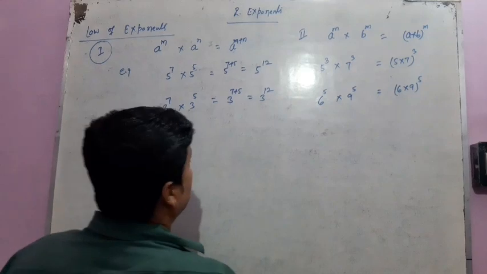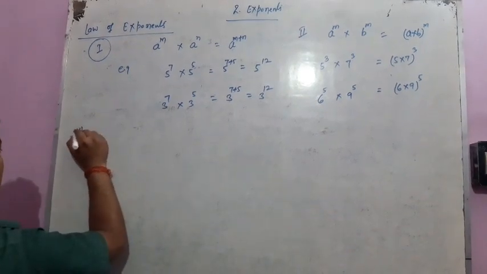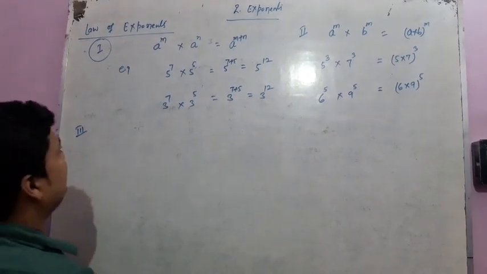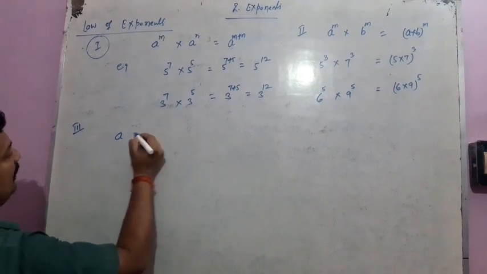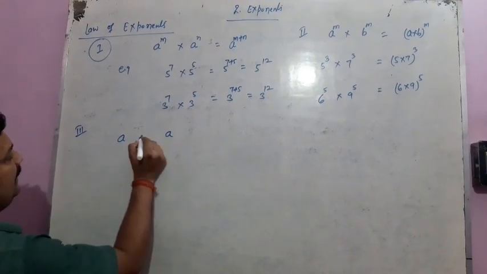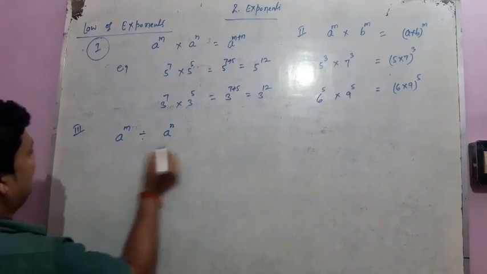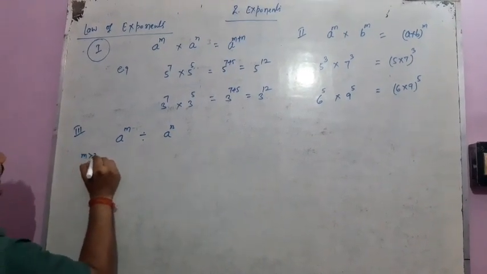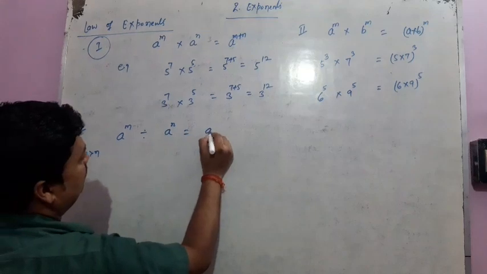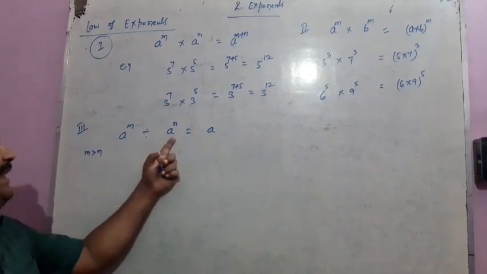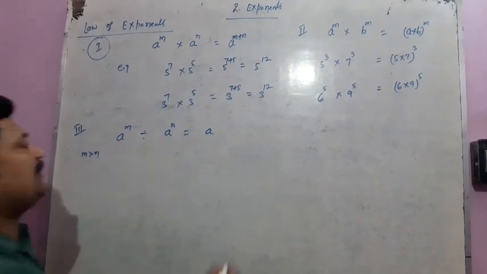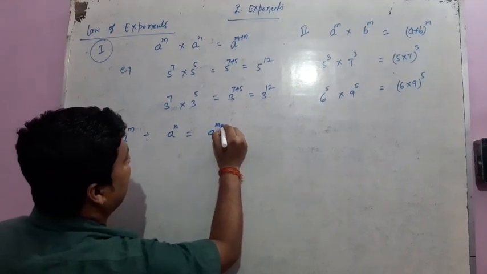Okay. Now the third law of exponents. The third law says that if two numbers have the same base and they are divided, then we subtract their exponents when m is greater than n. If two numbers have the same base and they are in division, then we subtract their exponents if m is greater than n.